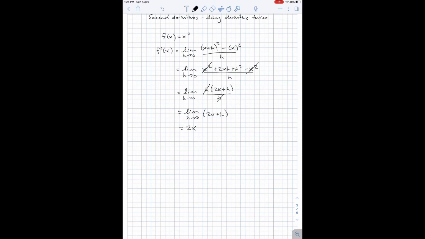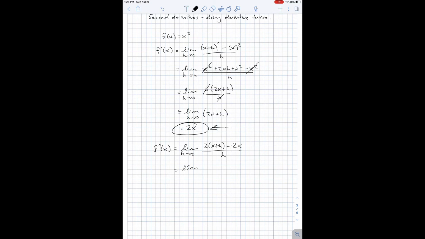Now, I can ask you to find the second derivative. The notation for that is f double prime of x, two derivatives. And what I'm going to do now is take my first derivative and do it again. So I'm going to take the limit as h goes to 0, but now I'm using this as my function. So I'm going to plug in x plus h, then I'm going to subtract the function, and then divide by h. So let's see what happens here.